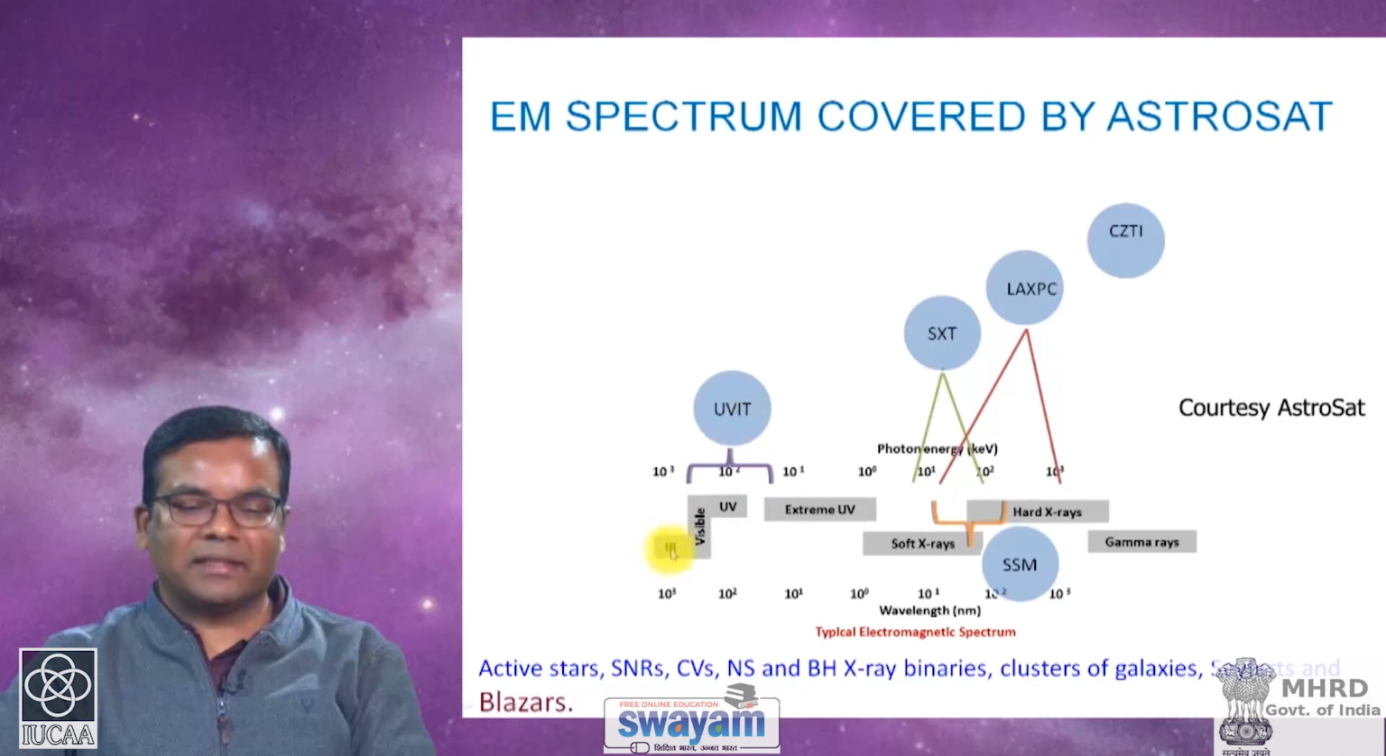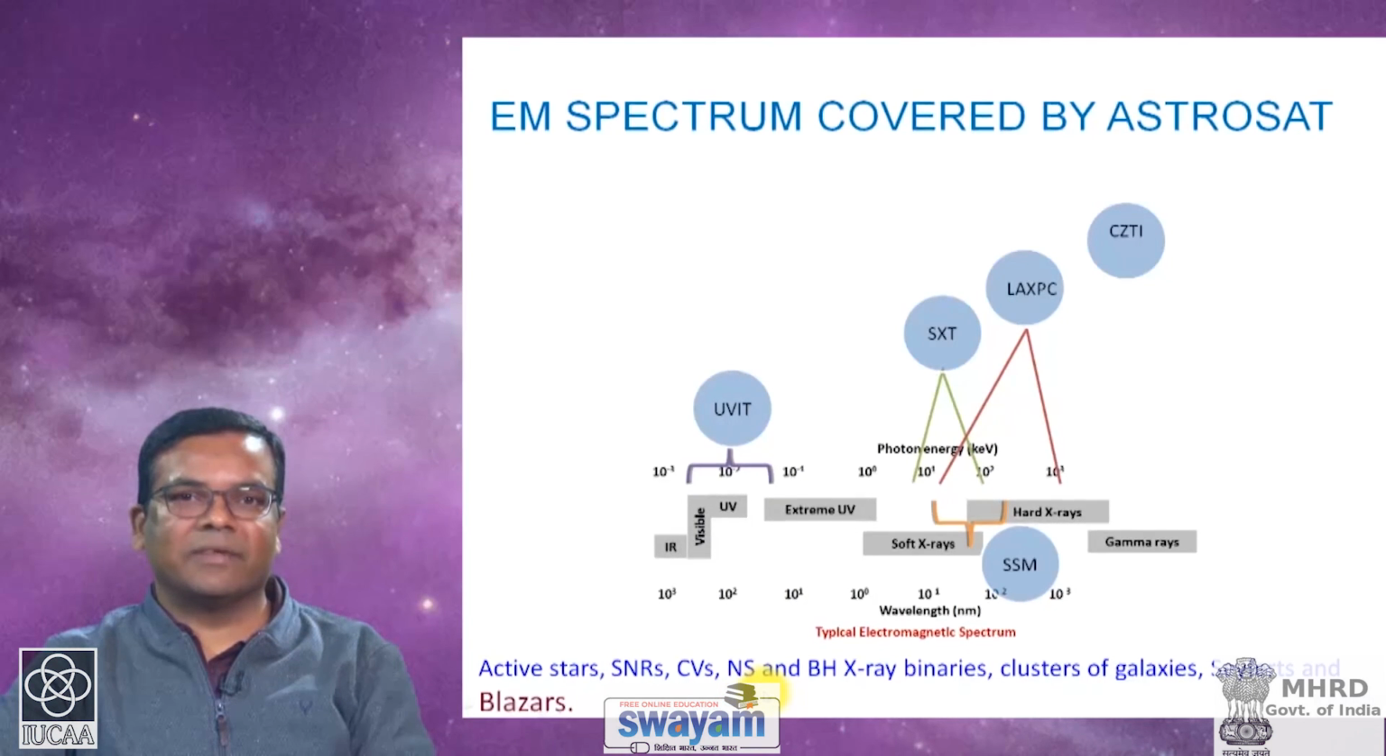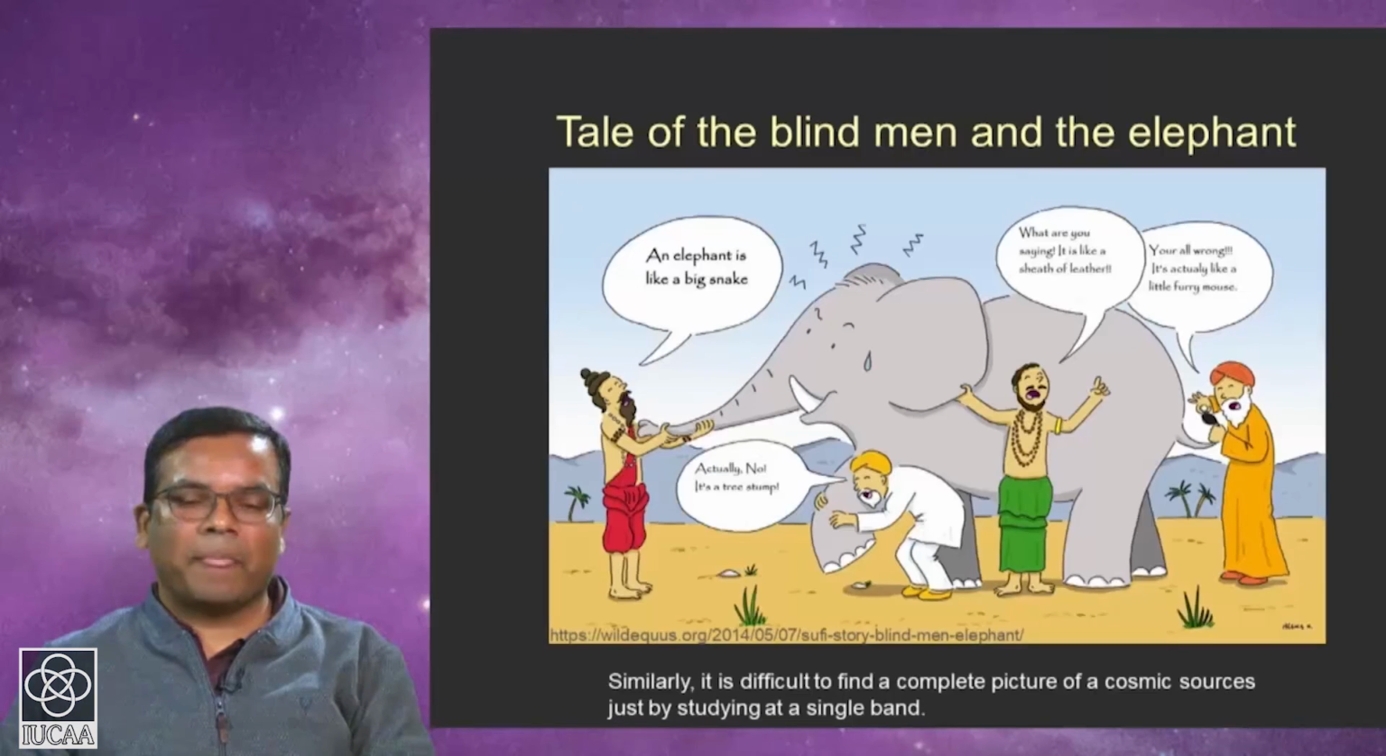The UVIT, as I mentioned, covers the visible as well as near and far UV bands. The soft X-ray telescope covers the soft X-ray band, 0.2 to 8 keV. LAXPC and CZTI cover the hard X-ray bands. Altogether, these instruments are very useful to study various classes of cosmic X-ray sources, like active stars, supernova remnants, cataclysmic variables, neutron star and black hole X-ray binaries, clusters of galaxies, active galactic nuclei, including Seyfert galaxies, and blazars.